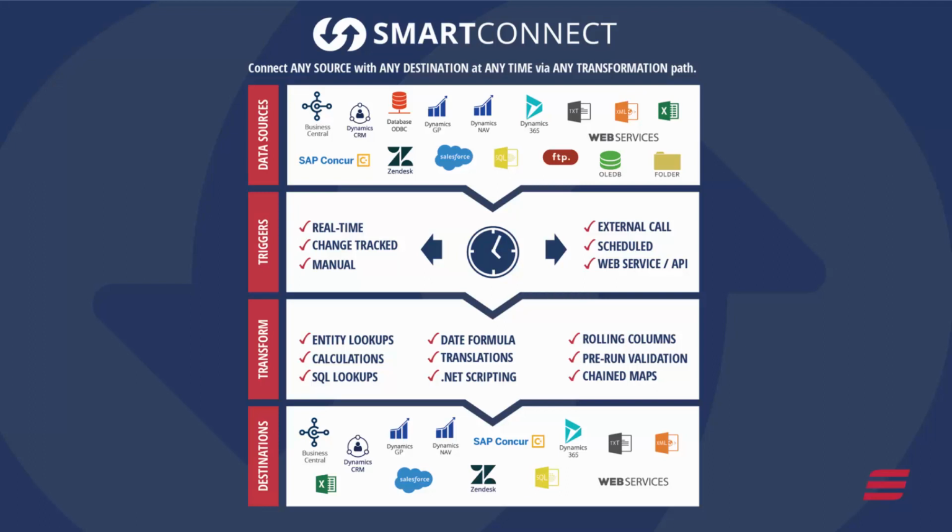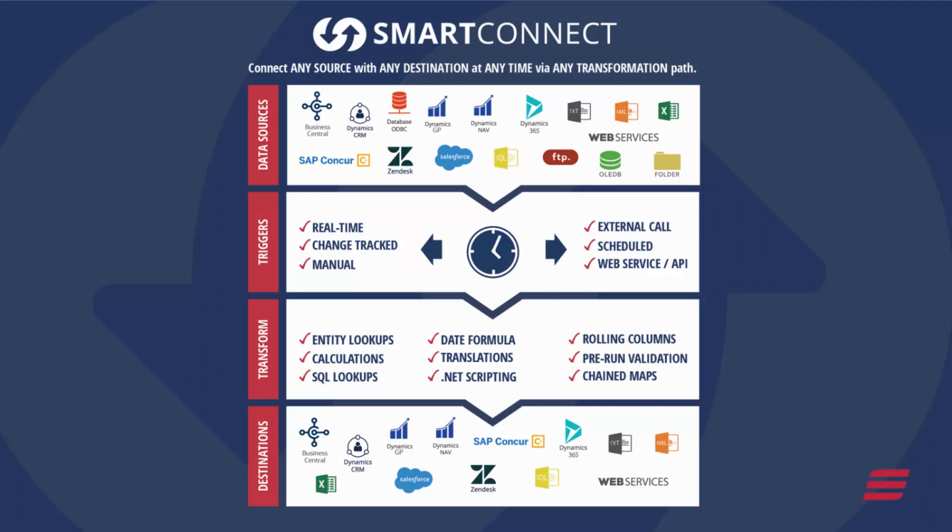Let's take a look at this diagram that gives a pretty good summary of how SmartConnect works. If we start at the top at our data sources, you can see we have different data sources such as Business Central, Dynamics NAV, Dynamics 365, Customer Engagement or CRM, text files, folder files. One of the big ones I want to point out on here are web services. Those could be anything that have a SOAP or a REST-based API that we can connect to.